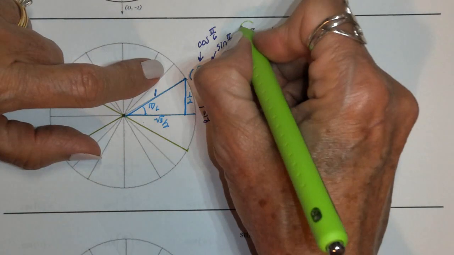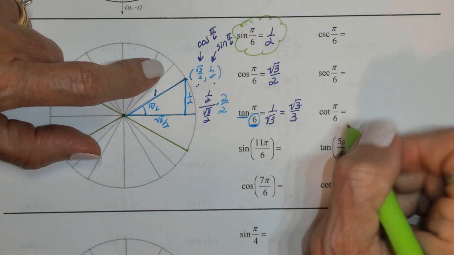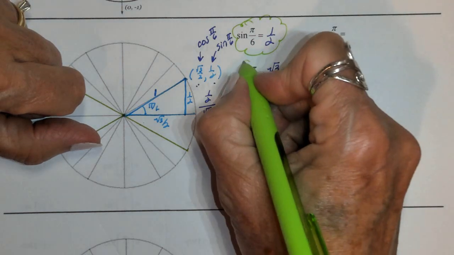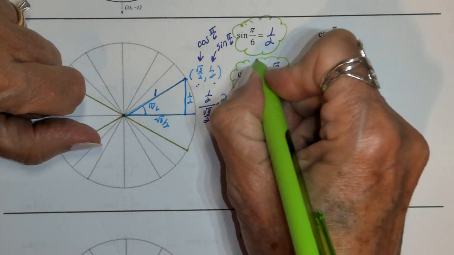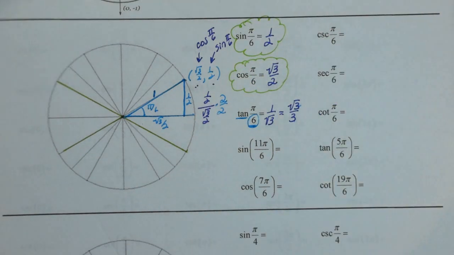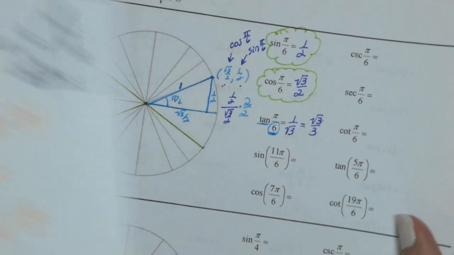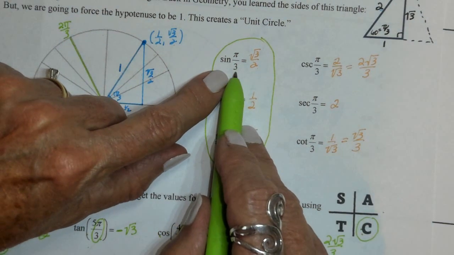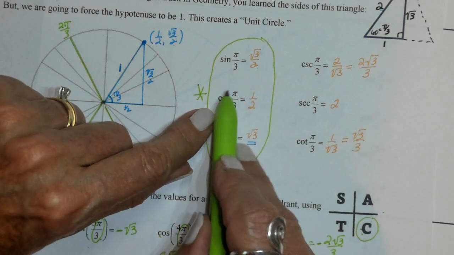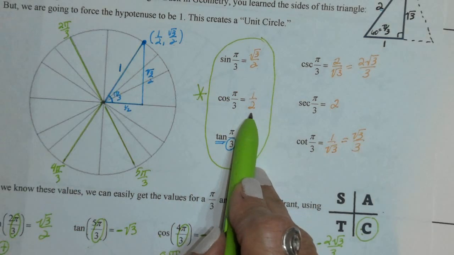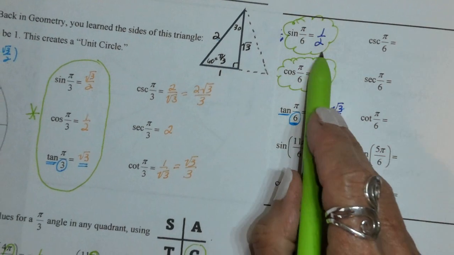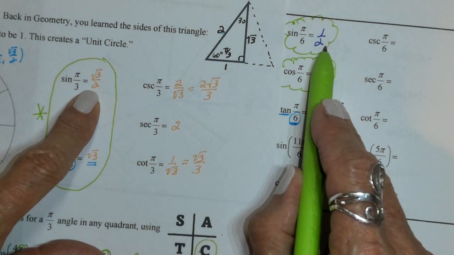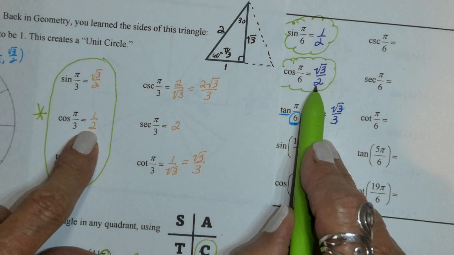Now, sine of pi over 6 is a half. Sine of every pi over 6 angle is a half. Cosine of pi over 6 is square root of 3 over 2. How does that compare with the pi over 3 angles? Let me pull that back. Sine of pi over 3 is square root 3 over 2. Cosine of pi over 3 is a half. They're switched, aren't they? Sine of pi over 3 is square root 3 over 2. Sine of pi over 6 is a half. The cosines are the other ones.